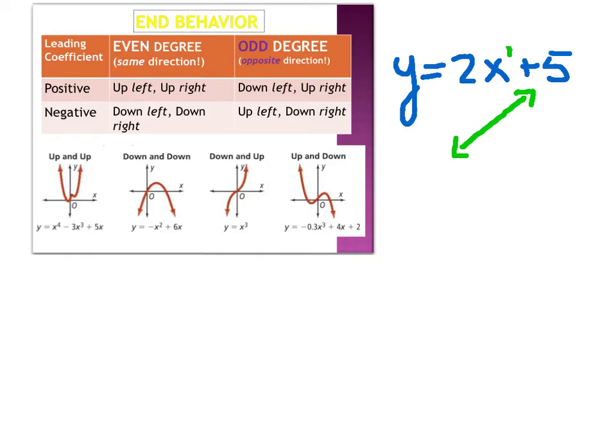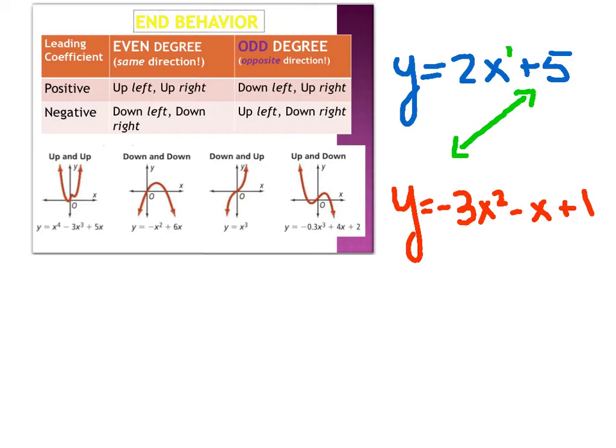Looking at another function that should be familiar to you, let's look at this. Negative 3x squared minus x plus 1. This is a quadratic function because the largest degree is 2, which we hopefully know means that it will be a parabola.